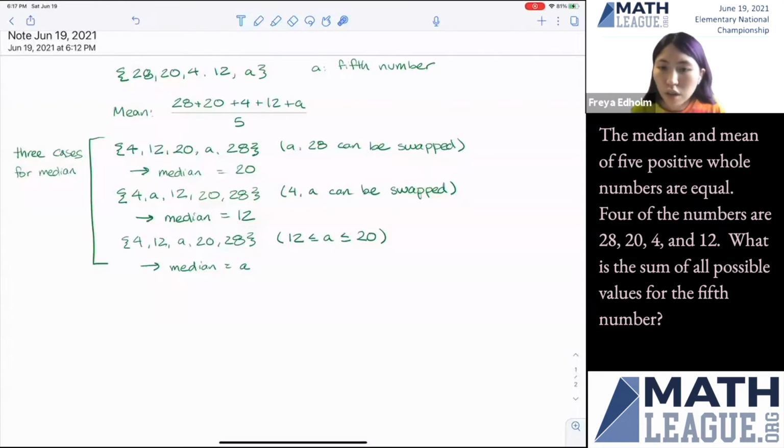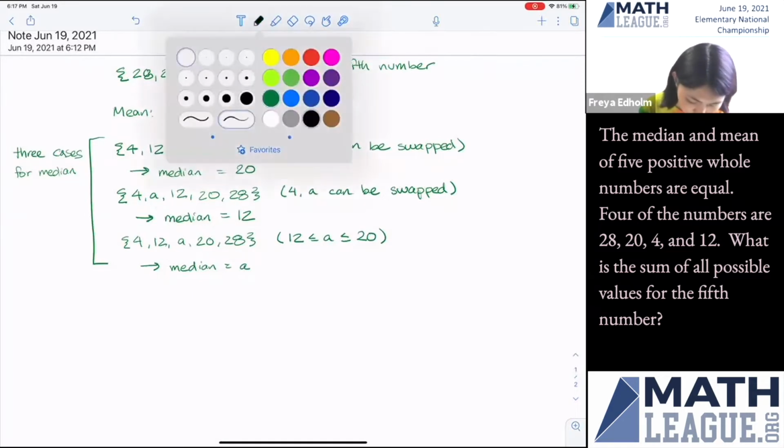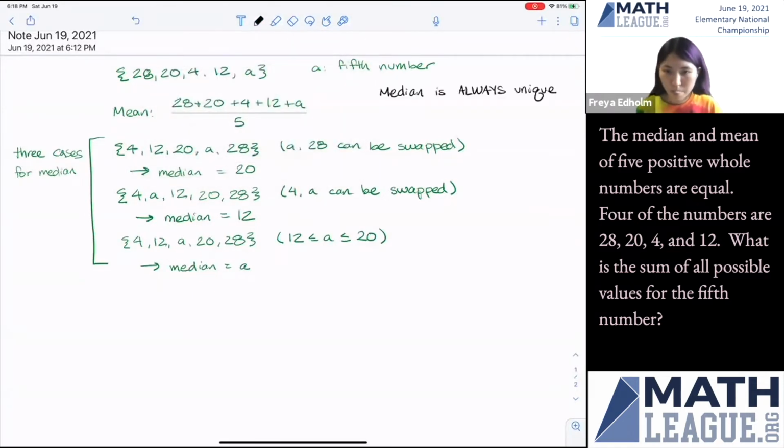To answer Arna's question, if a set is 1, 2, 3, 4, 5, 6, can the median be 3 and 4, not just 3.5? There is always only one median. The median is unique. Let me write that in a different color. There. I hope that helps.